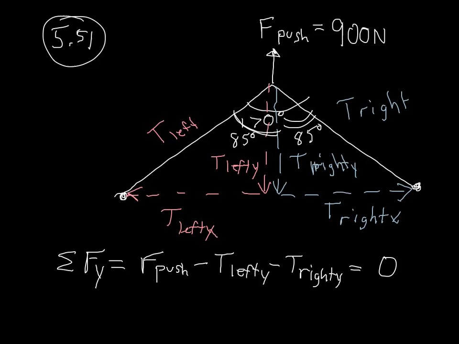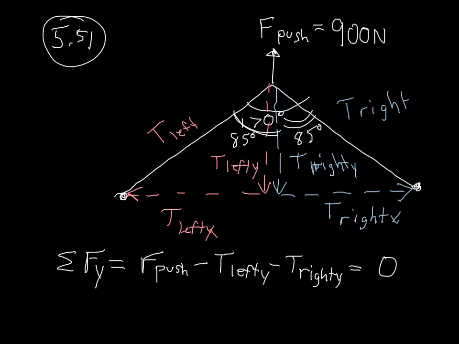Question. Why wouldn't T left and T right be plus? 'Cause they're going in the same direction. So, F push is going up, so that's positive. T lefty is going down, so I said that's negative. And then T right is going down, so that's negative. So they are going the same direction. They just happen to both be negatives.